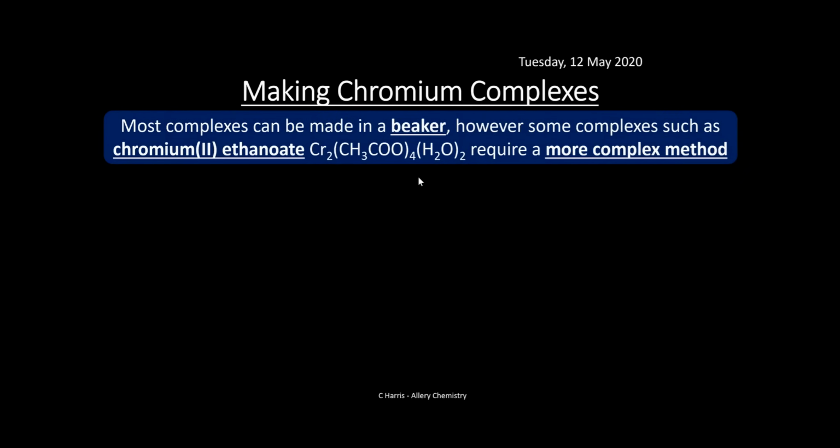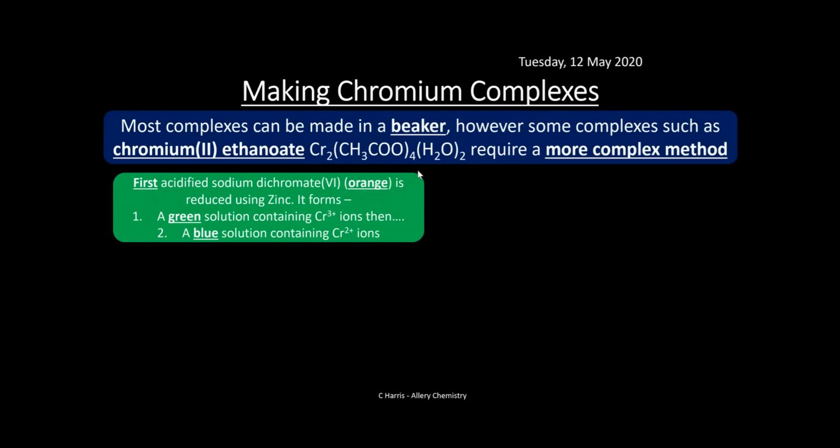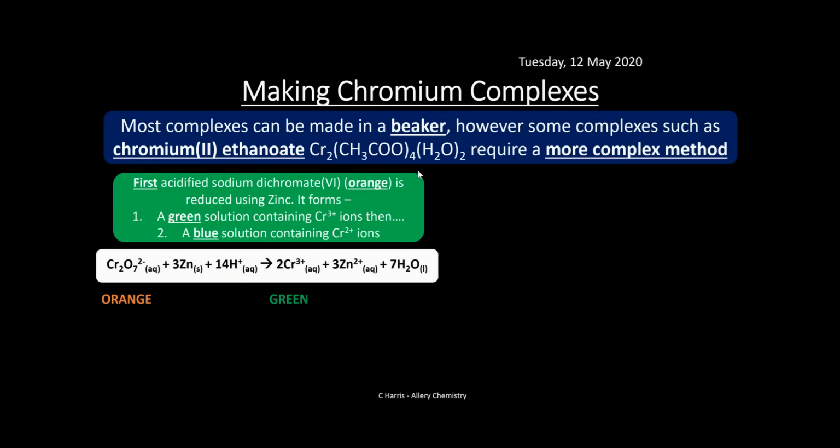Okay. So let's have a look at how we make chromium complexes then. Most complexes can be made in a beaker, so it's pretty straightforward. However, some complexes, such as chromium(II) ethanoate, this is the formula, require a much more complicated method. So this is how we do it. First of all, we add acidified sodium dichromate, which is orange, and that is reduced using zinc. We've seen that reaction before, using zinc to reduce chromium compounds. A green solution containing your Cr3+ ions is formed. Then we get a blue solution containing your Cr2+ ions. Remember, that's quite unstable, your Cr2+, so it needs to be in inert conditions.